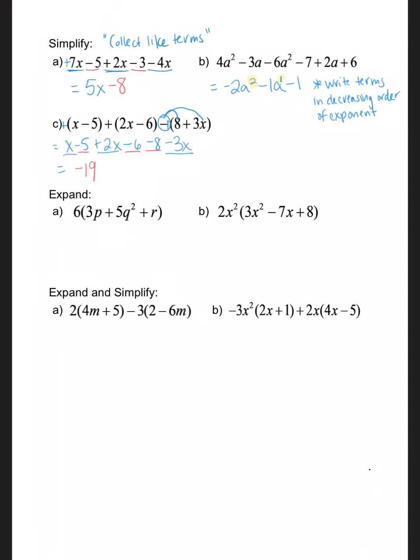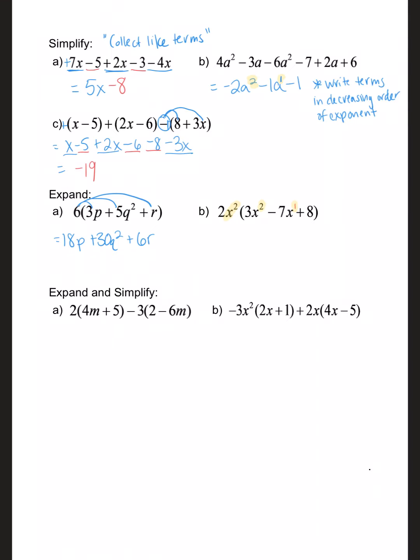So for expanding, we have our 6 outside our brackets. We're going to distribute that in to our brackets and multiply those coefficients when we do, okay? So 6 times 3 is 18p. Okay, 6 times 5q squared is going to be 30q squared, right? Nothing changing with that variable or exponent. And then 6 times r is just 6r. Okay, the second example here, we do have a power. So we have to think about, if I'm multiplying something by a power, what are we going to do with those exponents? Remembering that this has an exponent of 1.